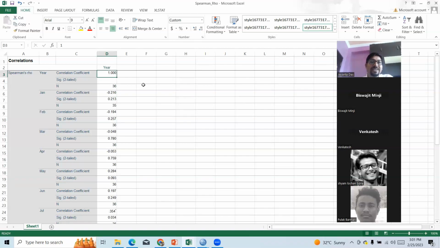So see now, Michati ma'am asks about the significance level. How can we categorize decreasing trend, increasing trend? Now, ma'am, see here the correlation in the case of January. See here the correlation coefficient is minus 0.216. If you see this, it's a minus, that means negative. So it's a decreasing trend, negative trend or decreasing trend. Now, see here the significance, two-tail, that means the p-value. So the p-value is 0.213. So definitely it's a non-significant decreasing trend.